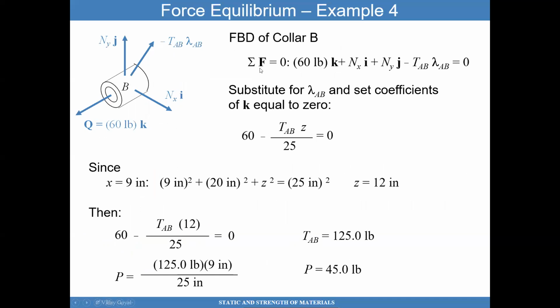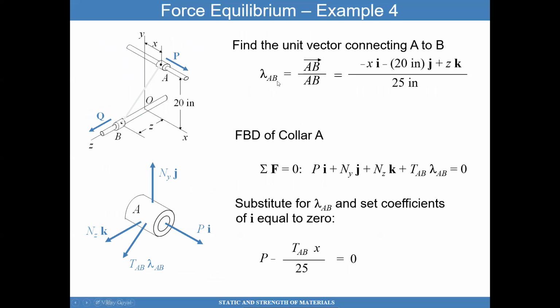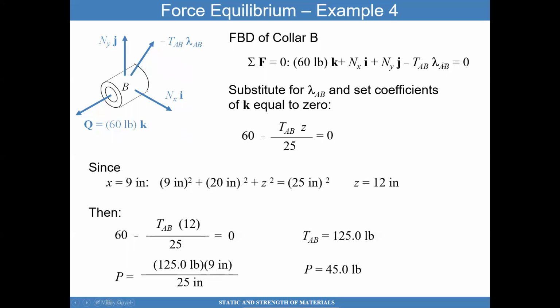Again, I'll sum forces in the x, y, and z direction, or just simply add the vectors together and set that equal to 0. When I do that, I realize that if you look here, I have 60 k hat. If you go up here, lambda has a k hat, z divided by 25. And so what's going to end up happening is that the only thing that's going to have k hats is that coefficient of 60 and TAB divided by 25 times z. And so that's what you end up getting there.